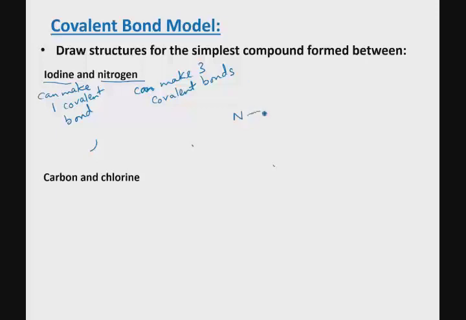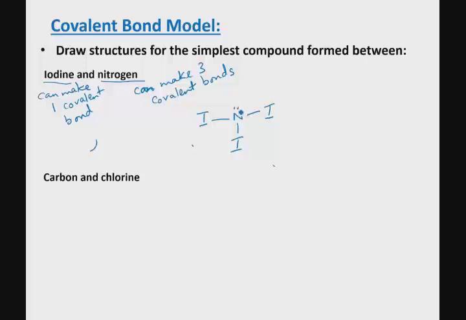Exactly. You would need 3 iodine atoms to form 3 single covalent bonds with the same nitrogen atom so that the iodines are doing what they want to do and nitrogen is as well. However, please don't forget the lone pairs. Nitrogen originally had 5 valence electrons. It's used up 3 of them to make the 3 single covalent bonds. It still has a lone pair.